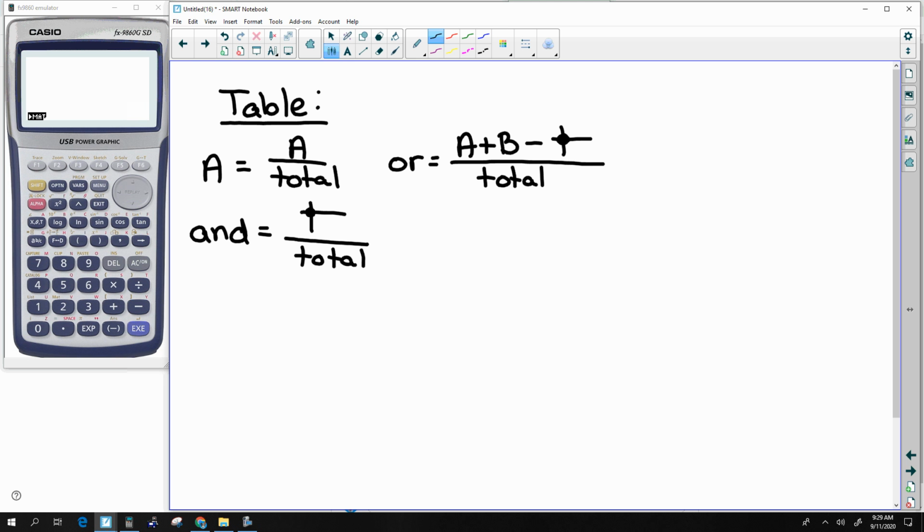And then the tricky one is the word given, like A given B. The vertical line is the word given. Sometimes it'll be written as the word given, sometimes it'll be a vertical line. In this situation, the second piece becomes the total number. So usually it's the bottom right corner, but in this case, the number of B's would be the total, and the intersection is the numerator, so the number of A's in that B. Okay, those are table problems.